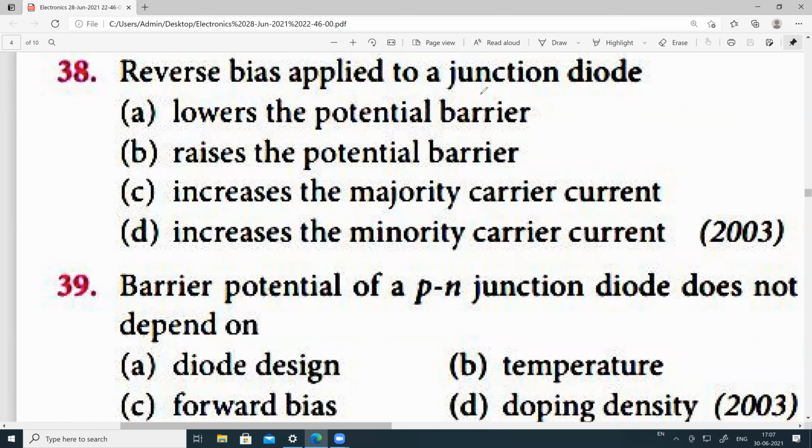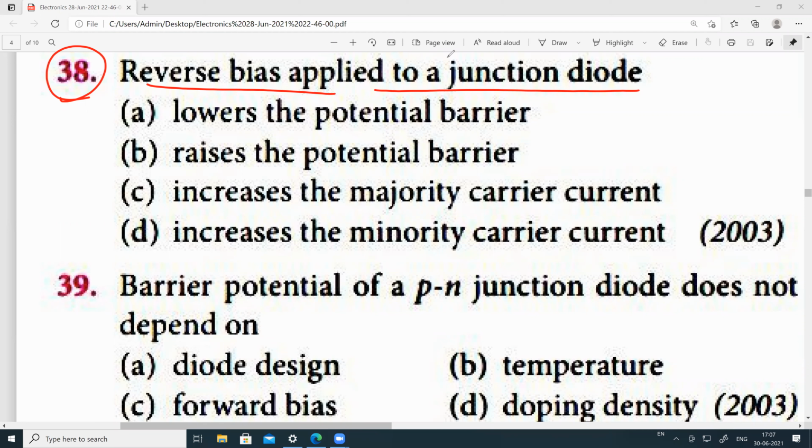So 38th one. Reverse bias applied to the junction diode: 4 options they have given. First, lowers the potential barrier. Second one raises the potential barrier. Third one increases the majority carrier current. Fourth one increases the minority carrier current.